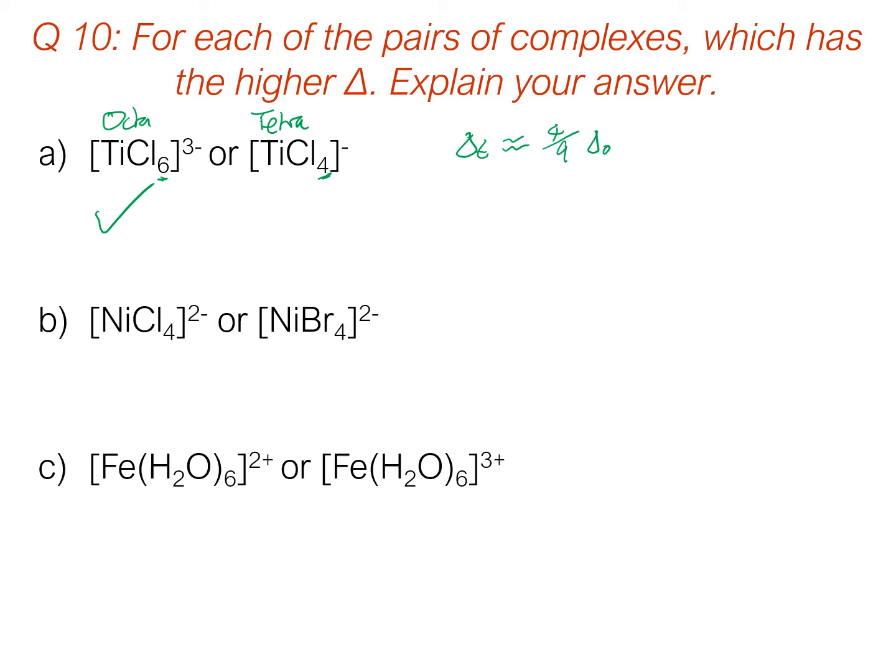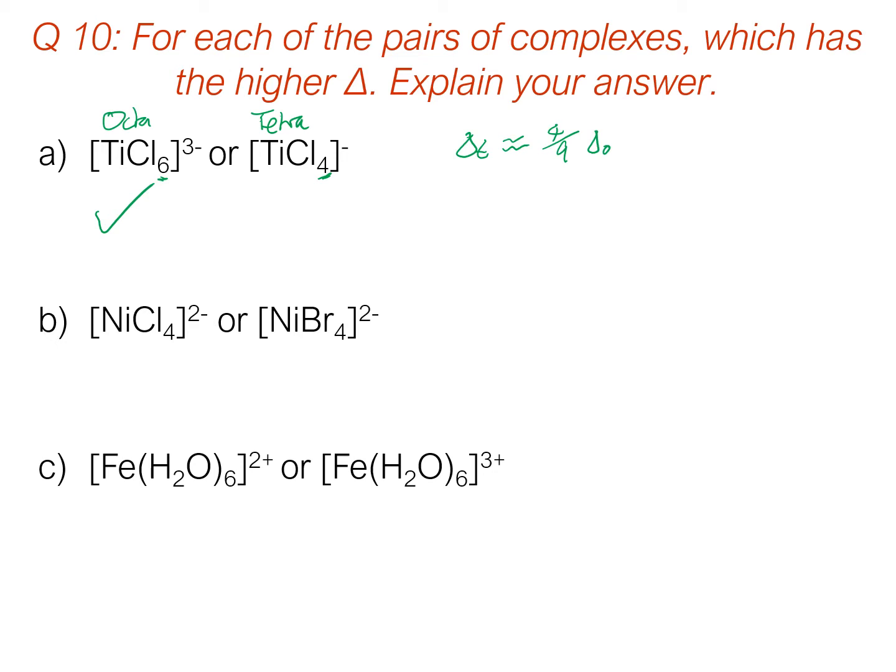The next one is two very similar nickel 2+ complexes, so a tetrachloro and tetrabromo nickelate. The nickel's in the +2 oxidation state for both of them. Both of them have 4 ligands. They're both tetrahedral. So the only difference now is what the ligand is. And this is where the spectrochemical series comes into it.